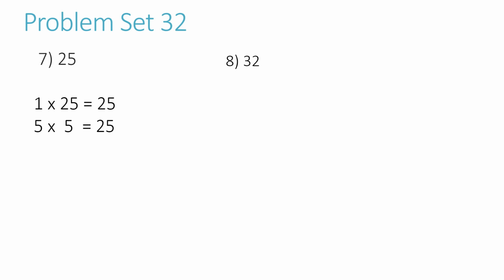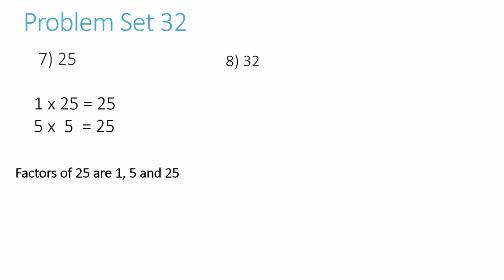So these are the pairs of the number whose product is 25. So the factors of 25 are 1, 5 and 25. Remember students, 5 is the factor which is repeating twice. So you have to write only once.